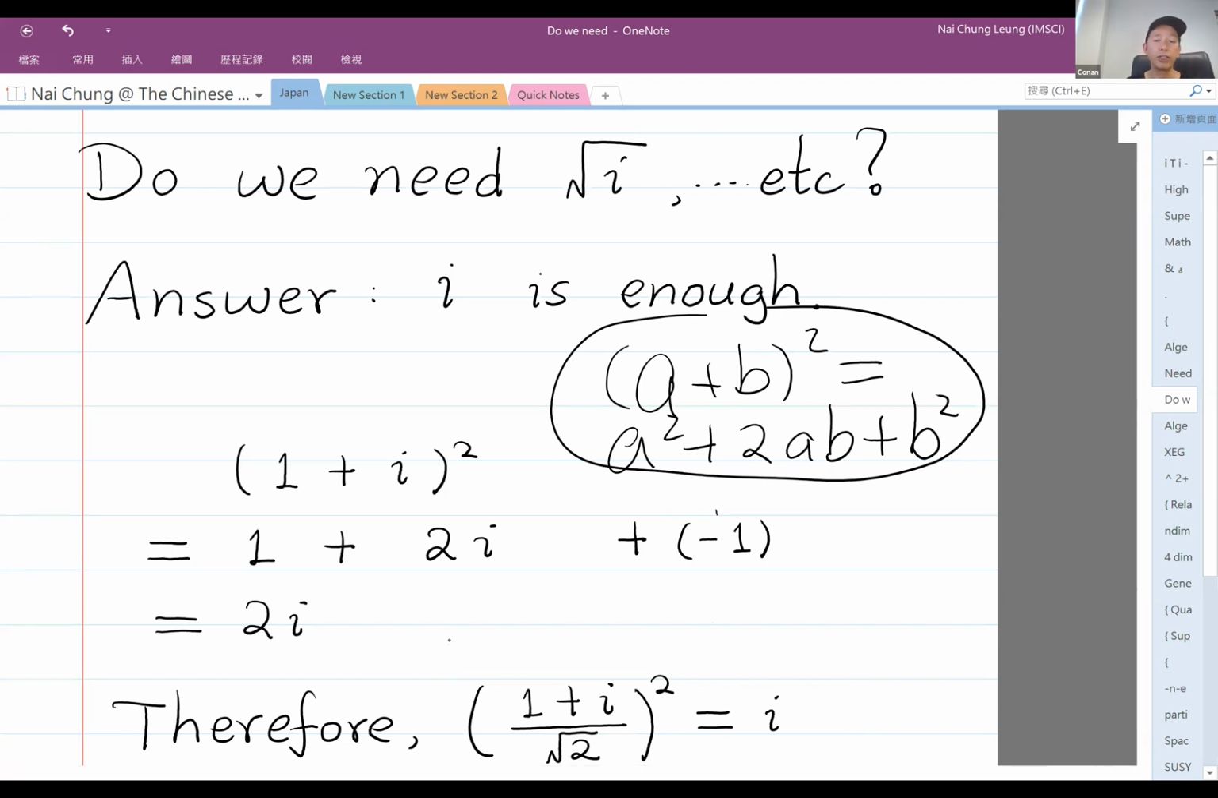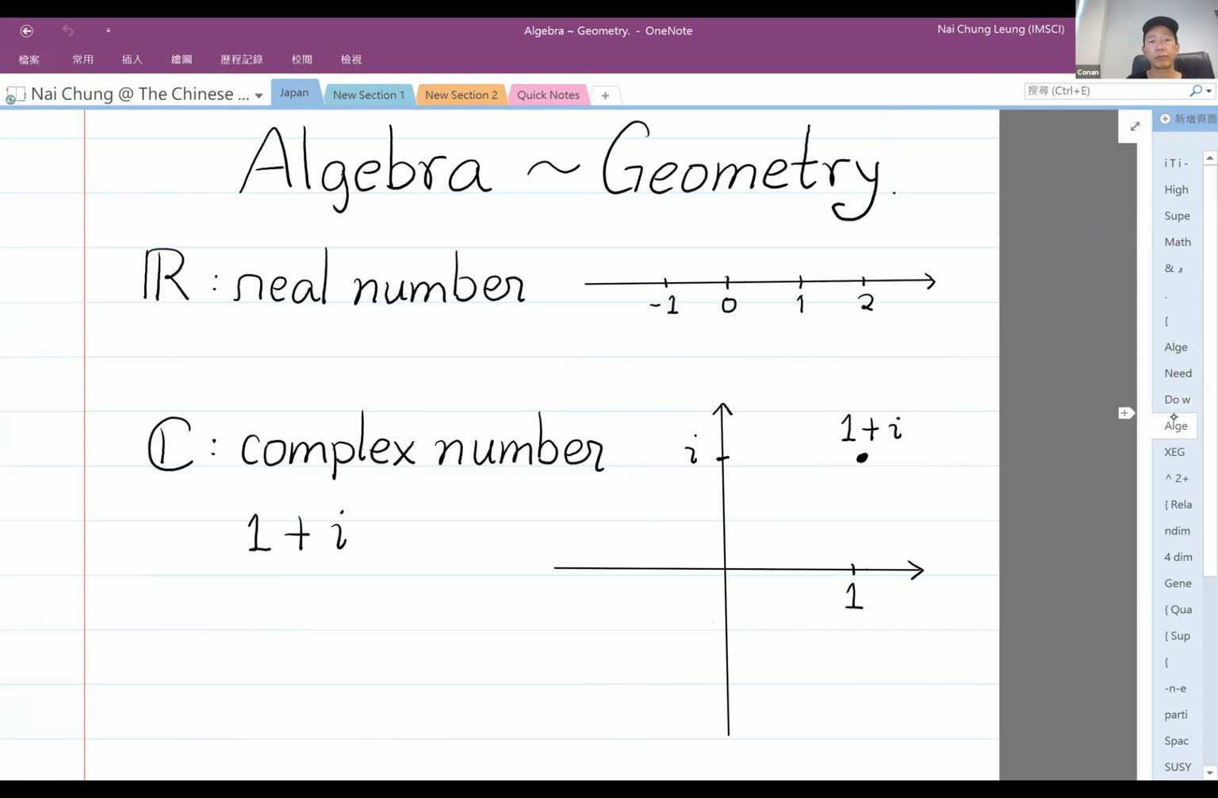And in fact, you can continue to take any root and then any polynomial. This is the fundamental theorem of algebra. Once you include the complex number i, you can solve any polynomial. Now, the simplest beautiful relation between algebra and geometry is that you can understand complex numbers, which are algebra questions, in terms of geometry.